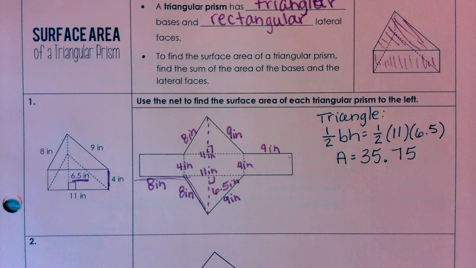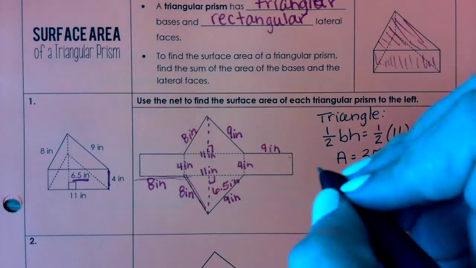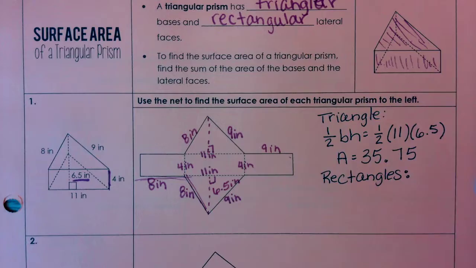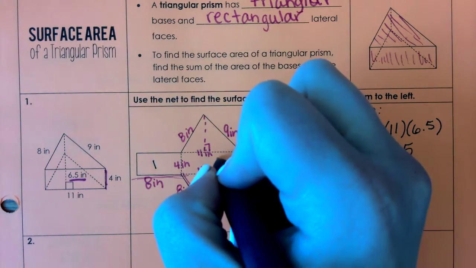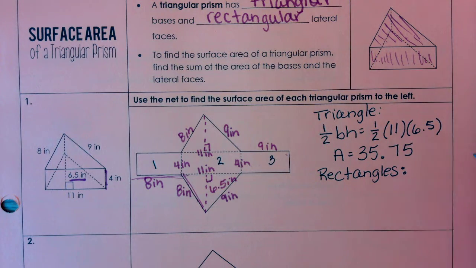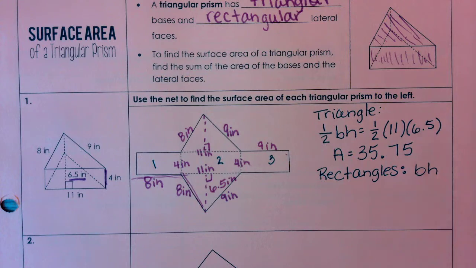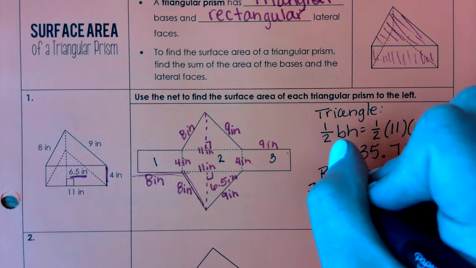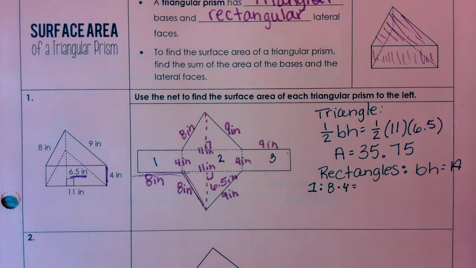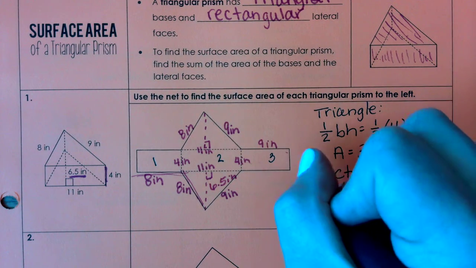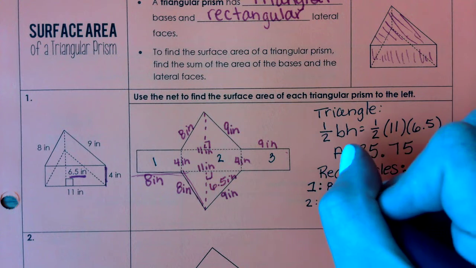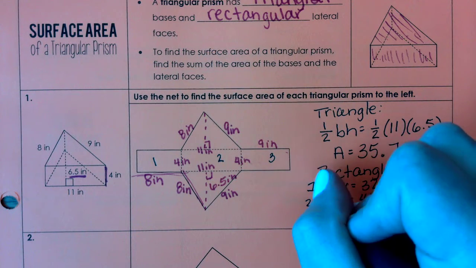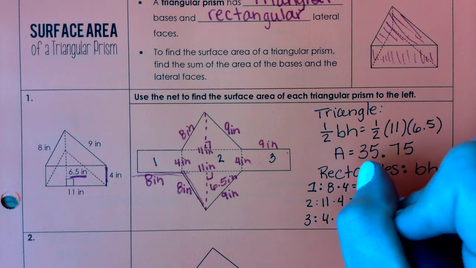Now I'm going to find the area of my rectangles. Okay? So I have three rectangles here. I have 1, 2, and 3. Well, rectangles are just our base times our height. So for 1, I'm going to take 8 times 4. That's going to get me 32. For 2, I'm going to take 11 times 4. That's going to give me 44. Then for 3, I'm going to take 4 times 9 to get 36.